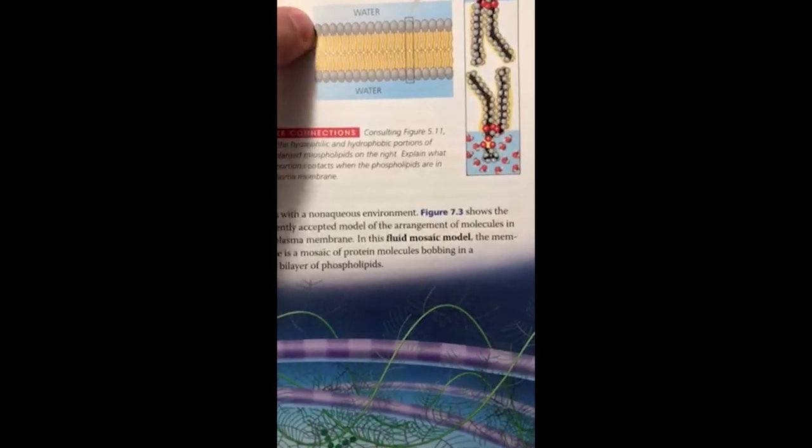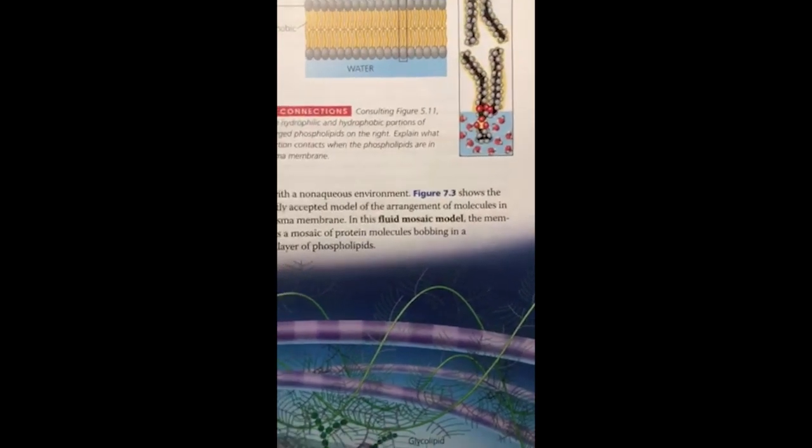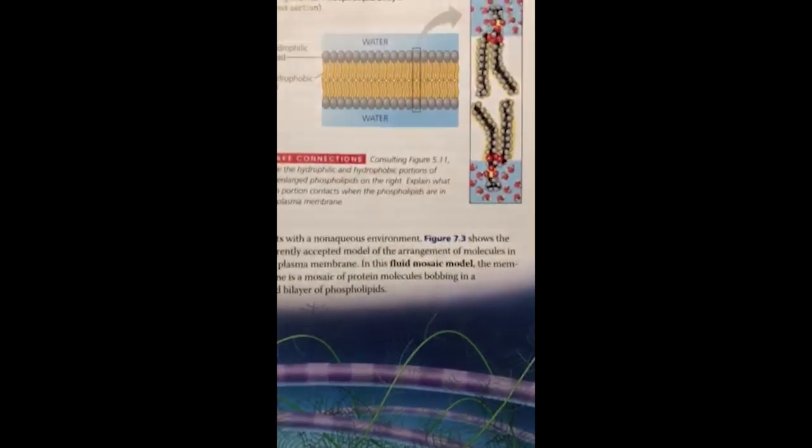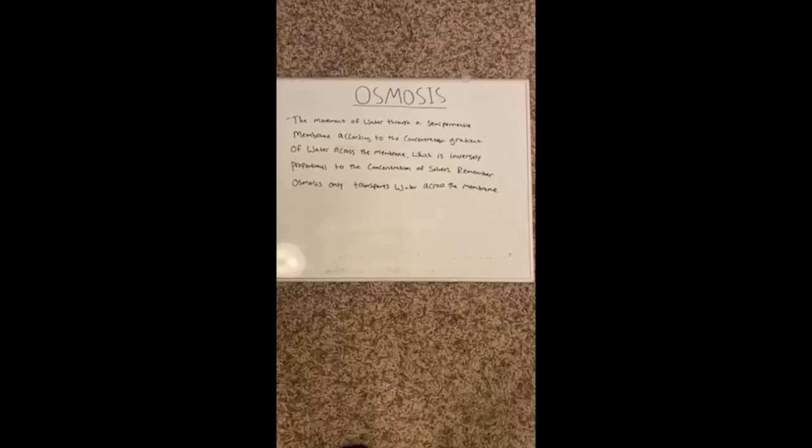The reason for this is because the head, these little gray dots, are hydrophilic. They like water, they have an affinity for water. The tails are hydrophobic. This allows for selective permeability.